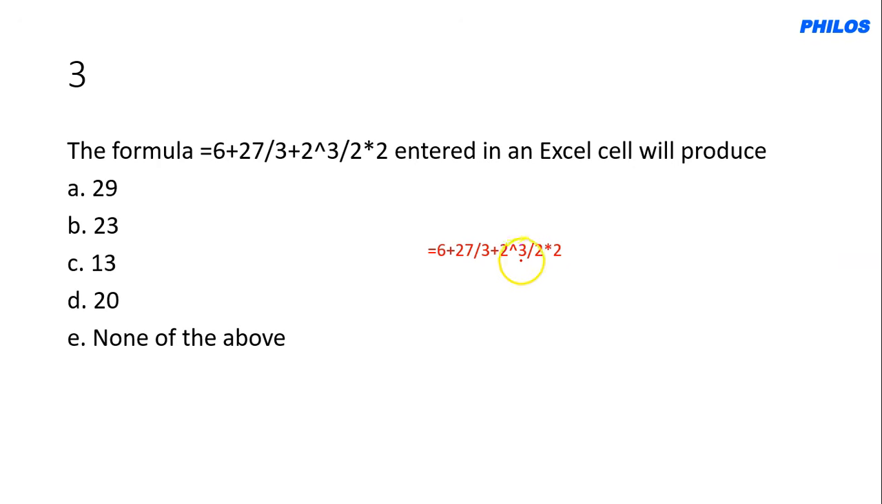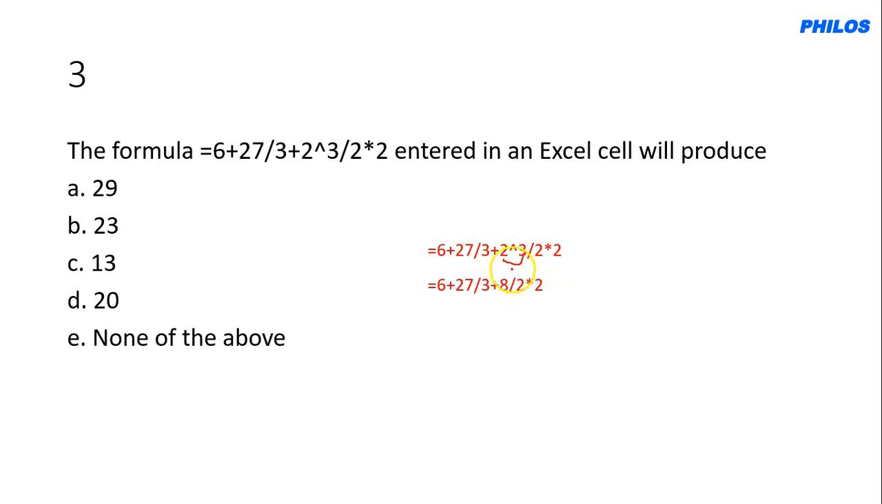So we are going to operate the exponent first. Now, 2 exponent 3 will give you what? 8, isn't it? So we have 6 plus 27 divided by 3. Since 2 exponent 3 gives you 8, we substitute it there. Then divided by 2 times 2.